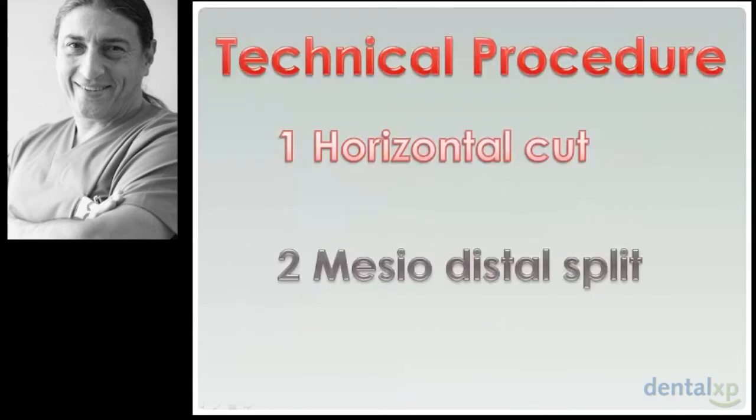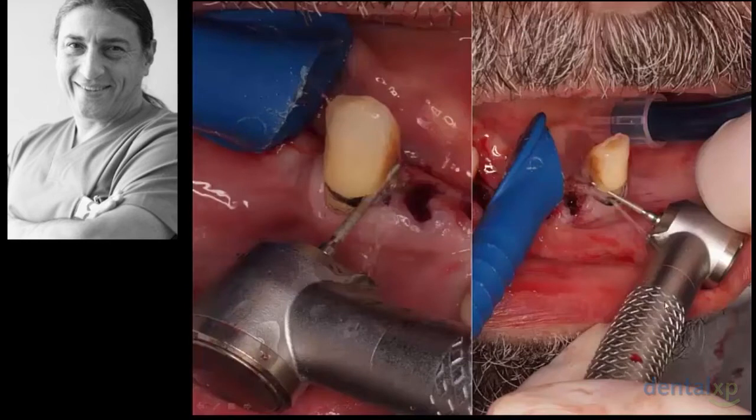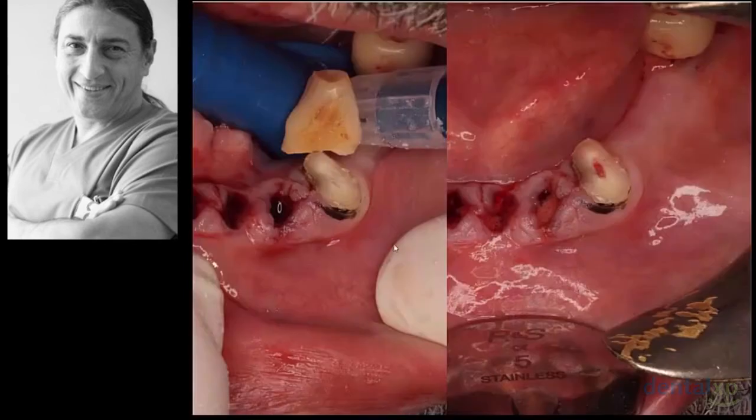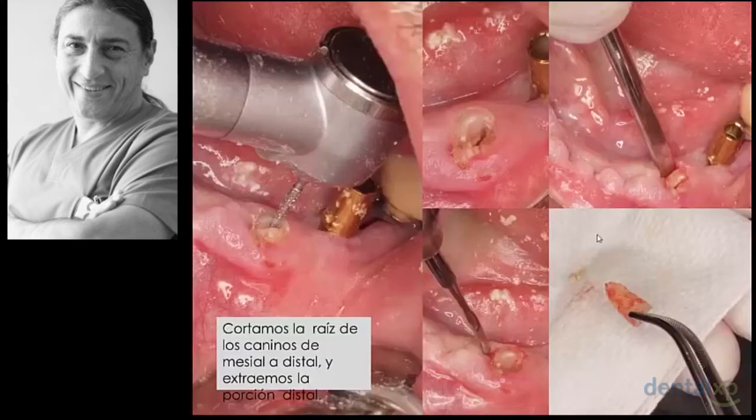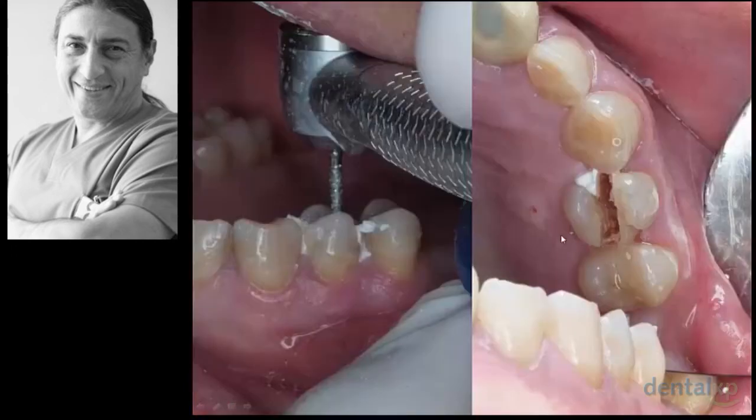Okay, let's see the technical procedure. First, the horizontal cut. Second, the mesiodistal split. I'm doing this with high-speed bur and refrigeration. We have the horizontal cut 1 or 2 millimeters above the gingiva, just to keep it healthy. Then we cut mesiodistal, and then we are going to show how we do this and extract the lingual portion.